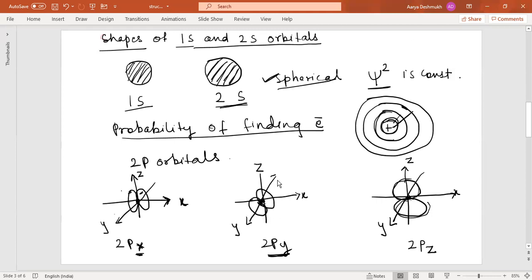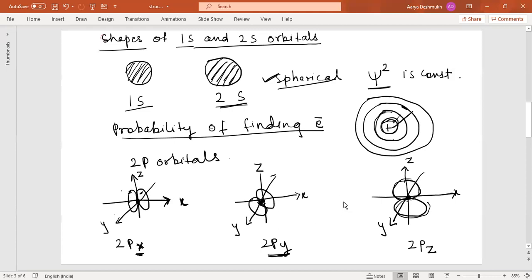These two are passing through the y-axis, and these two are passing through the z-axis. Many a time the question is asked to draw the shapes of 2p orbitals, so you should be able to name them correctly. This orbital or this axis should be named. Everything should be labeled here. Then only you'll get the marks for this.